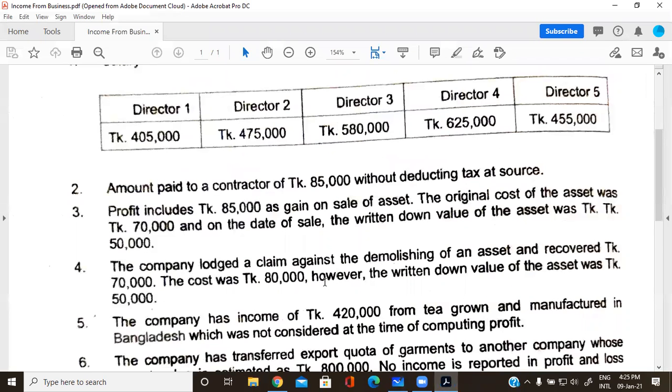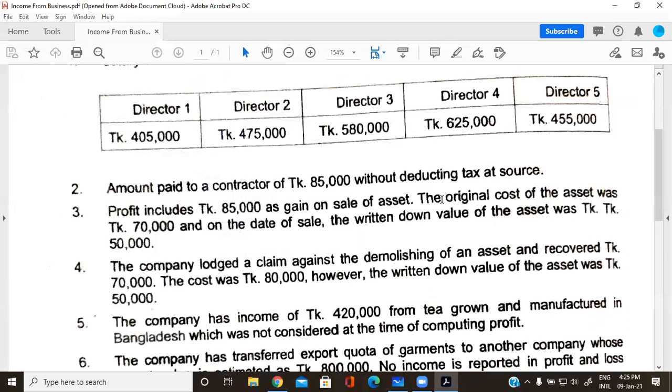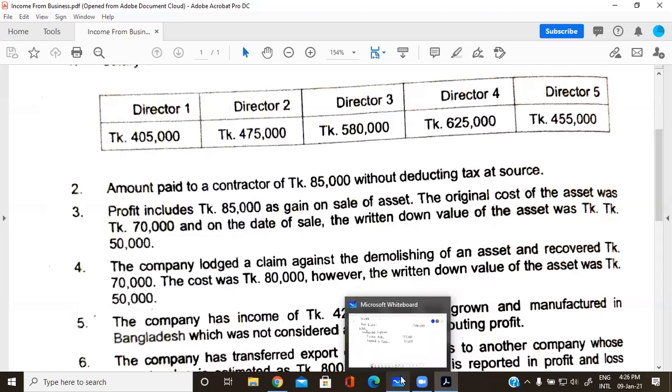Profit includes taka 85,000 as gain on sale of asset. Which profit includes? This profit includes 85,000 as a gain on sale of asset. The original cost of the asset was taka 70,000, and on the date of sale, the written down value of the asset was taka 50,000. Is it possible to allocate the 85,000 gain into the revenue gain and the capital gain? Very quick, we just have seen this kind of calculation. How much is capital gain here? Has there been any capital gain? 85,000 is total gain. 70,000 was original cost. The 15,000 is capital gain. Okay. So in that case, balancing charge is how much?